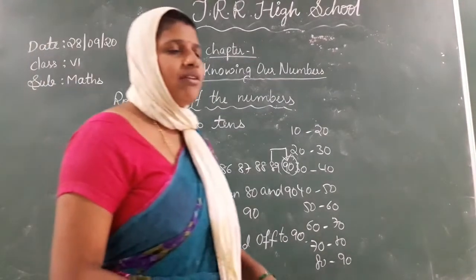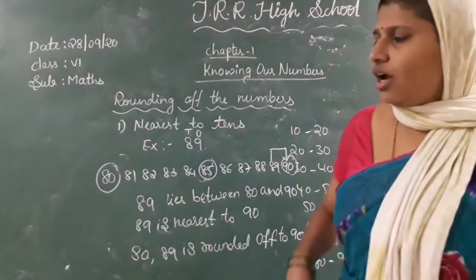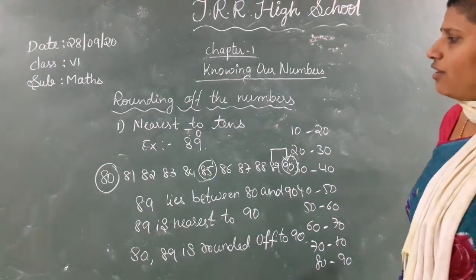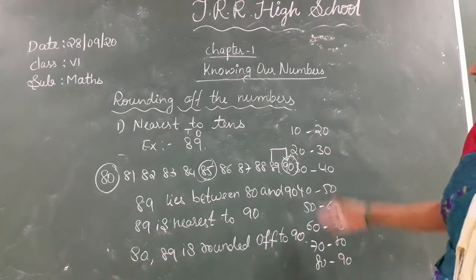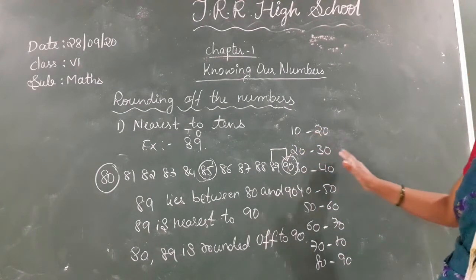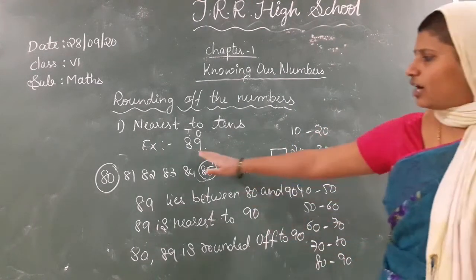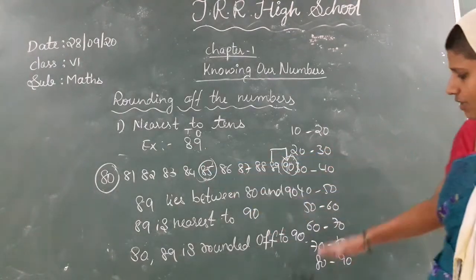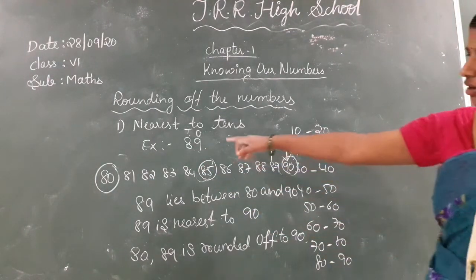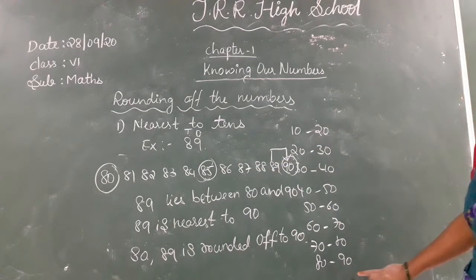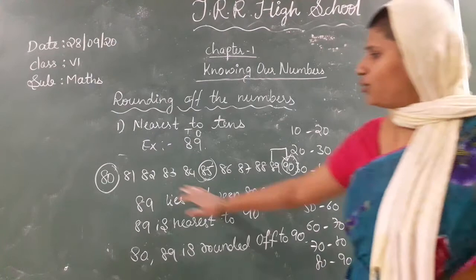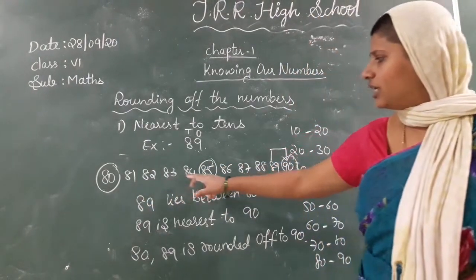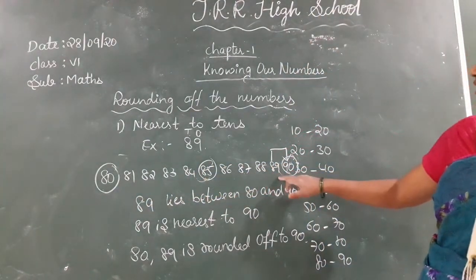When a question is given to round off the number, how do you have to write? First you have to check in which range this number lies. These are the ranges: between 10 to 20, 20 to 30. So you have to check between which numbers 89 lies. 89 always comes between 80 and 90. So you have to write the numbers from 80 to 90: 80, 81, 82, 83, 84, 85, 86, 87, 88, 89, 90.